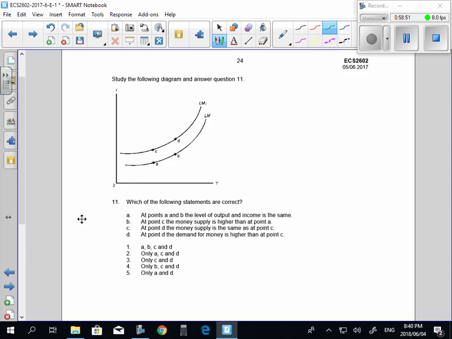Question 11. Given the following LM curves, C and D are correct. It would be option 3.